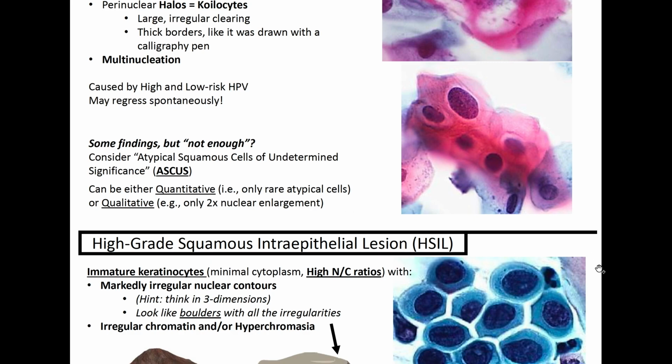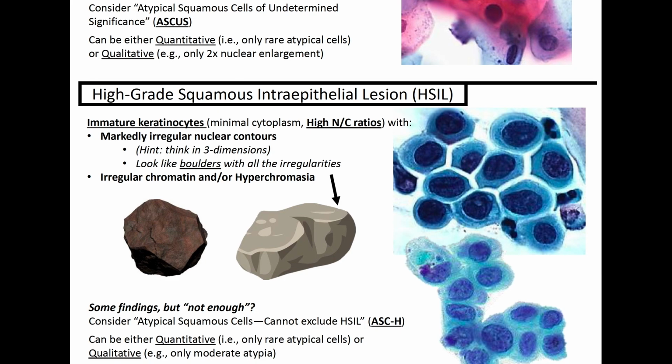So for HSIL, or high-grade squamous intraepithelial lesion, these are immature keratinocytes with minimal cytoplasm. So mostly nucleus, you have a very high N-to-C ratio, and you're going to have markedly irregular nuclear contours. So you can see these nuclear contours down here are very irregular. They're not smooth and uniform. They're very irregular and clumpy. And as mentioned, you're going to have the irregular chromatin and/or hyperchromasia. So very dark, irregular cells, high N-to-C ratio. You can see them individually or you can see them in groups altogether.